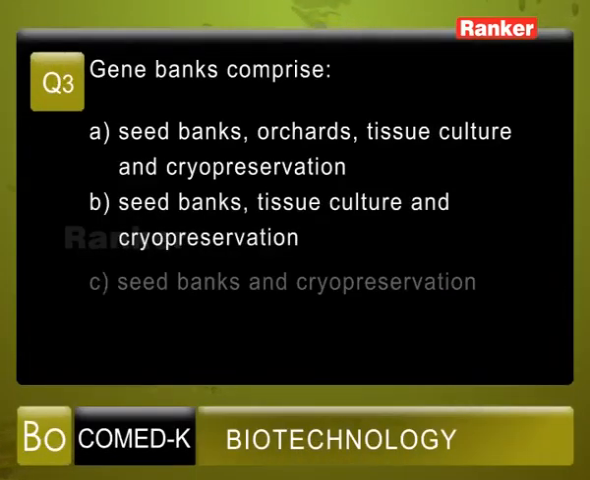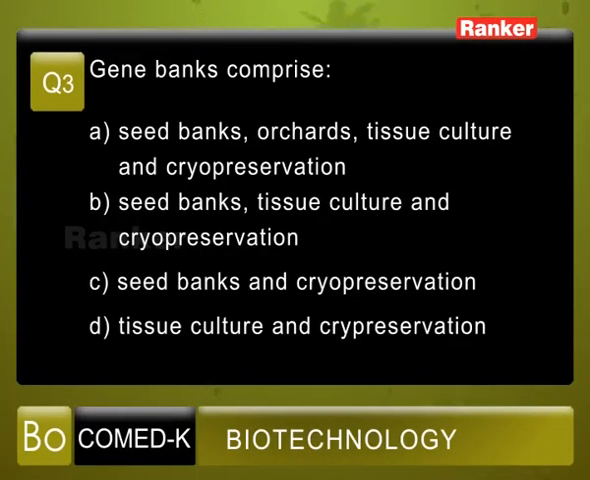Question number 3 asks, what are gene banks? Gene banks are made up of: A, a mixture of seed banks, orchards, tissue culture and cryopreservation; or B, seed banks, tissue culture and cryopreservation; and the third option, seed banks and cryopreservation; and the fourth option, tissue culture and cryopreservation.